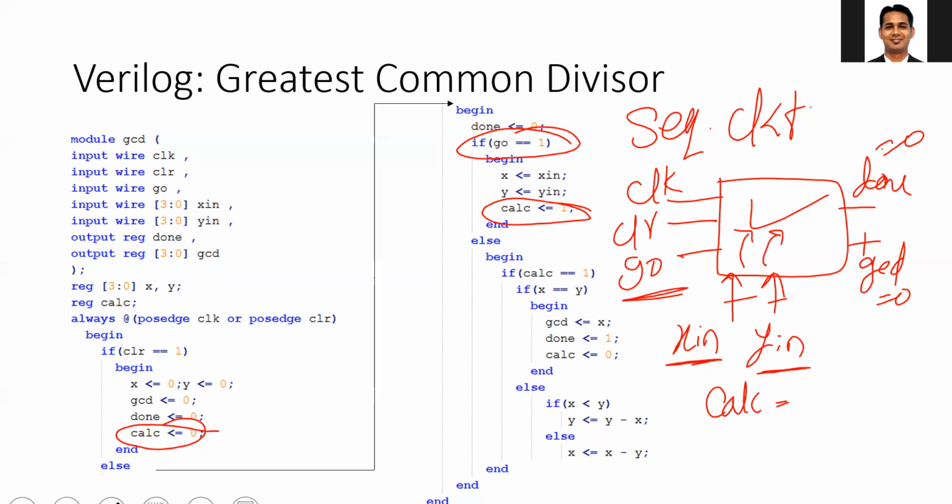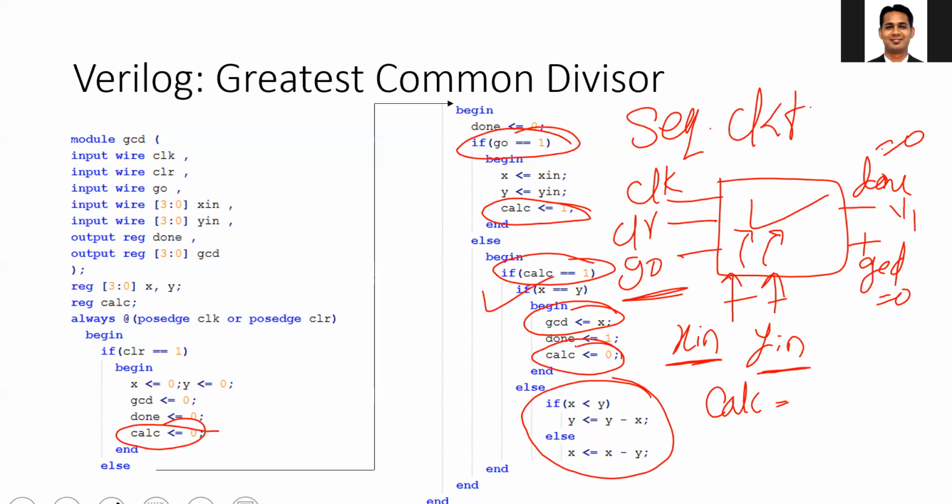So if calculation is equal to 1, that means the calculation is going on, and I'm going to compare X and Y. The larger number, I'm going to subtract the smaller number from it and replace it with the difference. And when X is equal to Y, I'm going to output the GCD value, make done equal to 1, and make calculation equal to 0. That indicates that I have completed the calculation.